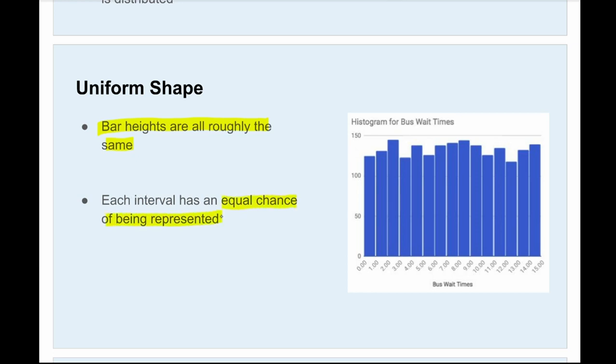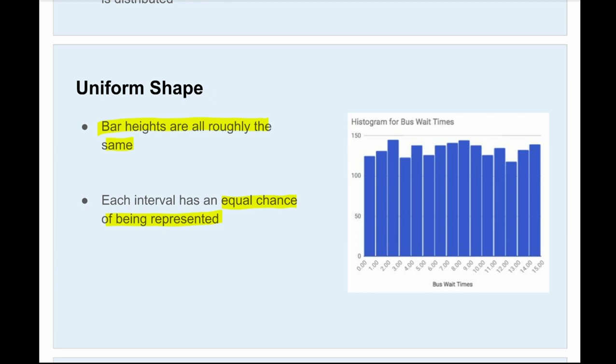So if I look at my example here, histogram for bus wait times, I can see that the bars are all roughly the same height. Right? They all tend to be roughly around here. Around the middle, you could argue that's about 125. So for our data, because we're looking at bus wait times, we can see the intervals are anywhere from 0 to 15 minutes, and they're broken down into intervals of 1.